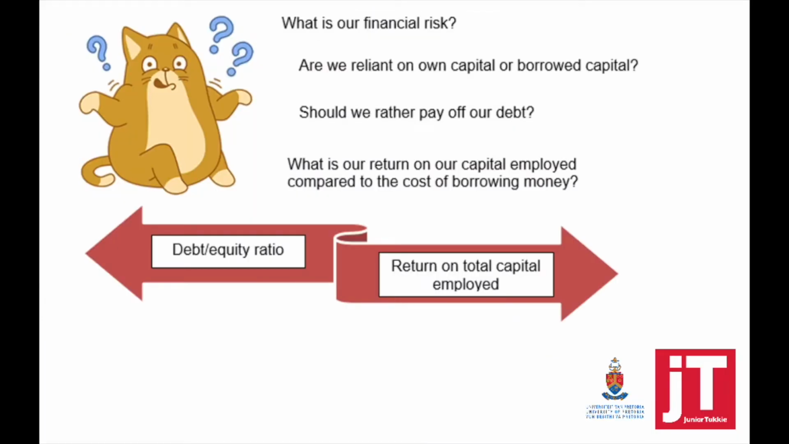In this activity, we are going to focus on financial risk and gearing. When we look at our financial risk and gearing, we ask the following questions. What is our financial risk? Are we reliant on own capital or borrowed capital? Should we rather pay off our debt? What is our return on capital employed compared to the cost of borrowing money? So the two financial indicators that we use are the debt equity ratio and the return on total capital employed.